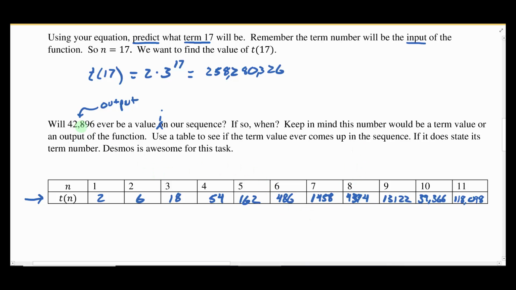Again, the question is whether or not this number pops up anywhere in our sequence. If we look at our table, this is 42,896. If I go all the way here to term 10, you notice that we have 39,366. Then when I go to the next term, number 11, we see 118,098. So that's way bigger than the 42,896. I go from 39,000 to 118,000, so it seems that I would skip over this number. So this number is not going to appear in our sequence anywhere. This is not a value of our sequence. Otherwise, we would see this exact number somewhere in the table. So we would say no.